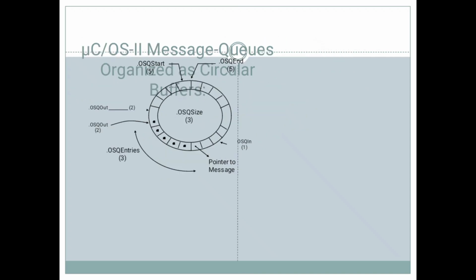So this is the circulating structure organized by circular buffers, which circulate to where the output is to be reached.